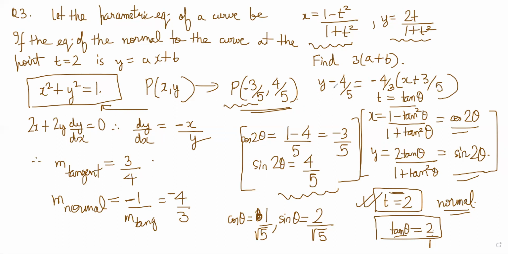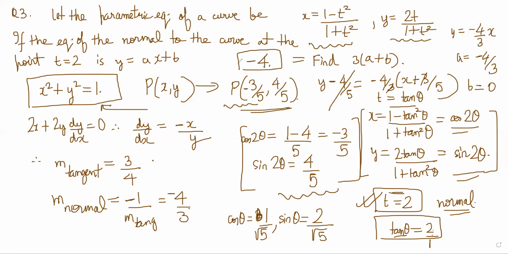Bringing it all on one side, you get y, and this 4 by 5 will cancel actually, minus 4 by 5. So this term cancels and you get minus 4 by 3x. Y is equal to minus 4 by 3x. So A should be equal to minus 4 by 3 and B should be equal to 0. So A plus B is minus 4 by 3 and 3 times that is minus 4. So the answer to this question, 3 times A and B, is equal to minus 4.